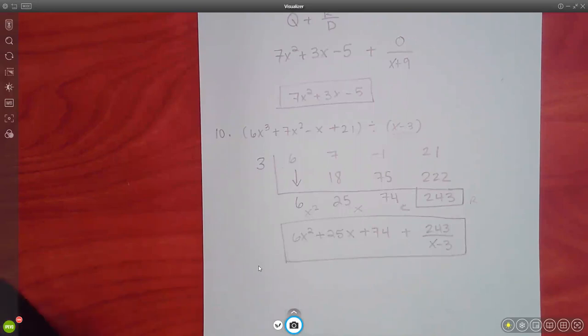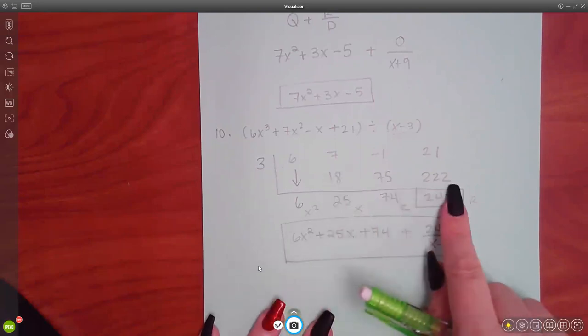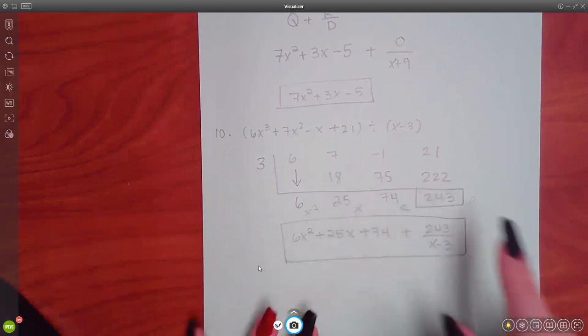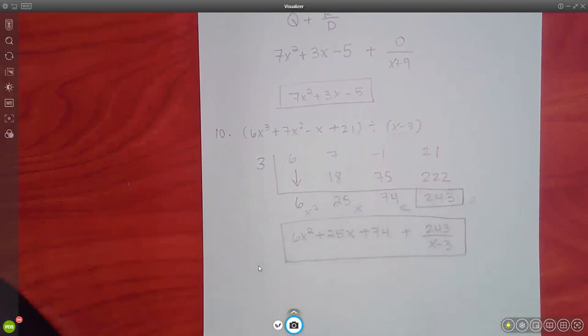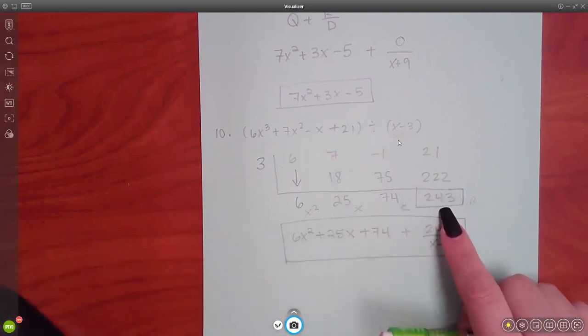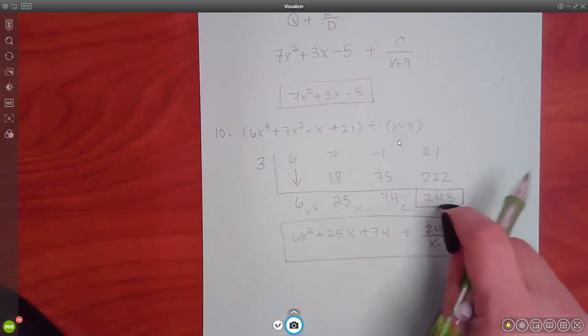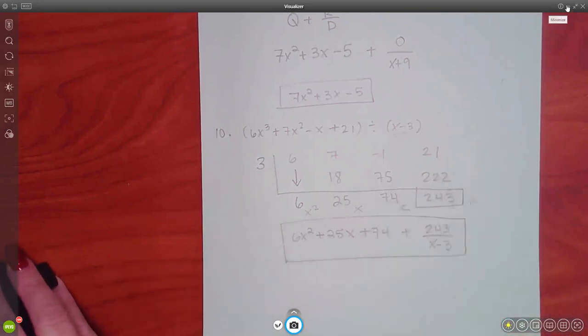So don't freak out, because a lot of times you start this process and you're like, wow, these numbers are huge. Sometimes it's just what happens, okay? The only time I would be worried is if it tells you it is a zero and you're not getting zero, right? If they tell you it is and you're not getting that zero, then you know something is not right.